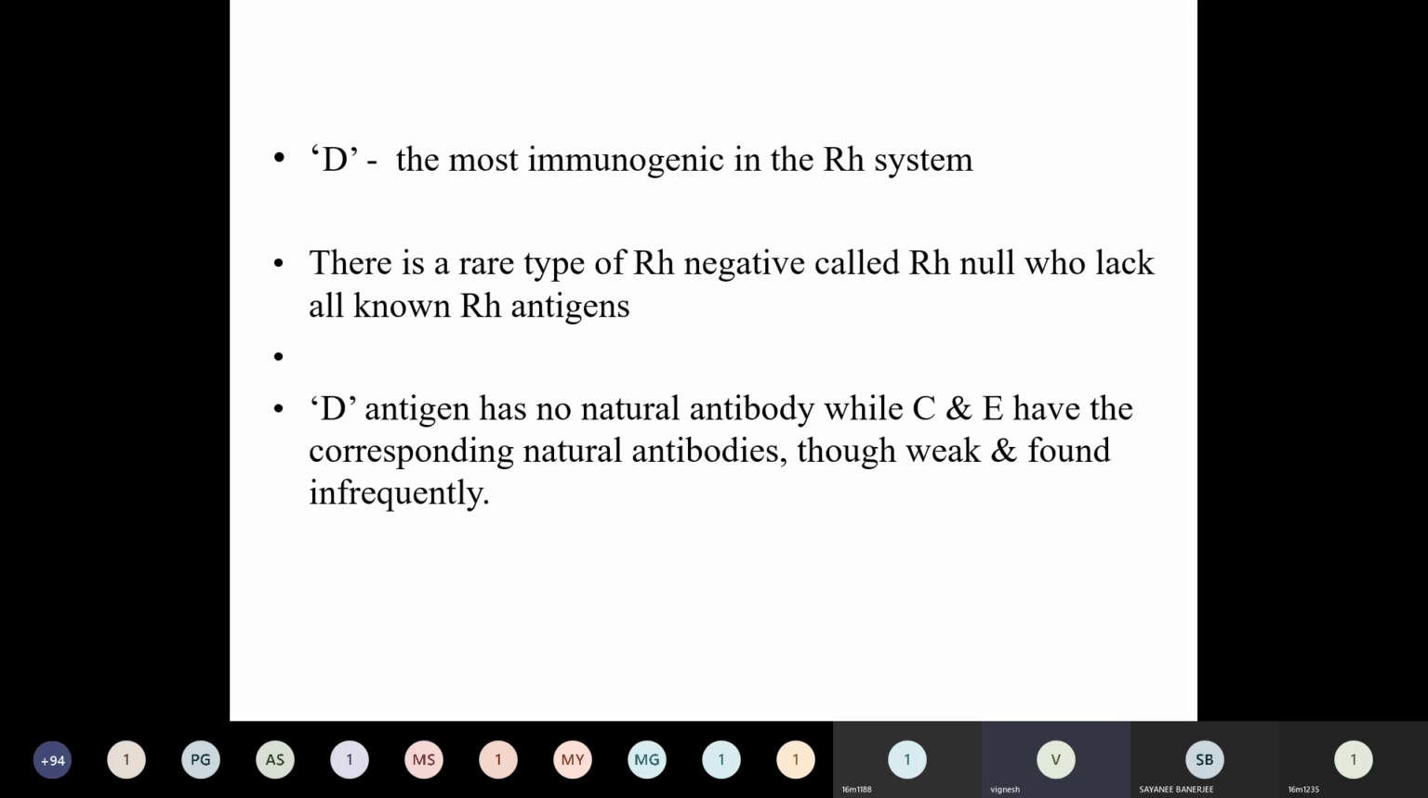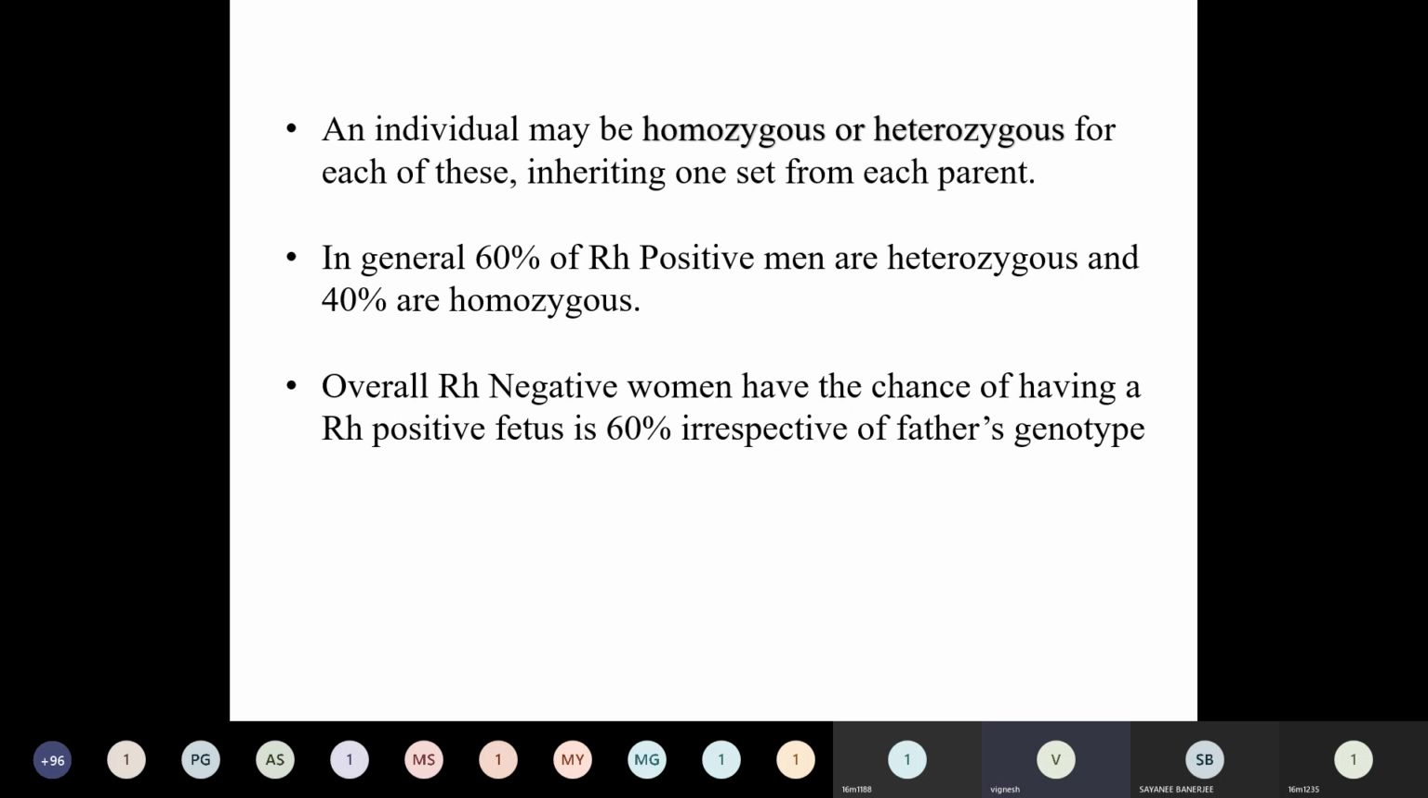As we said, the capital D is the most immunogenic in the RH system. And there are also other varieties other than the capital D. There is a rare type of RH negative called RH null who lack all known RH antigens. So the D antigen has no natural antibody, while the C and the E have corresponding natural antibodies, though weak, and they are found infrequently. So now we have understood there is only capital D, capital C, small c, capital E, small e.